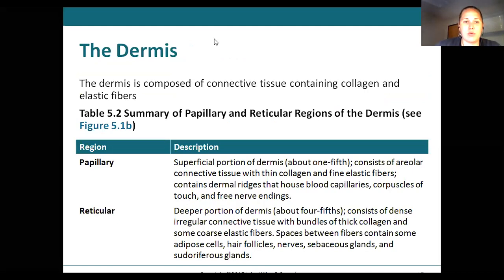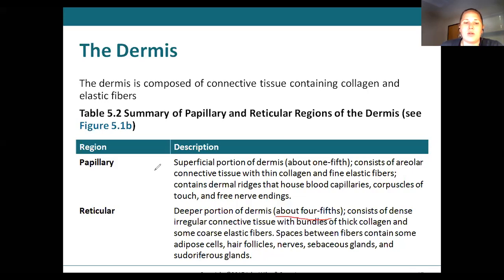If we're going to go through the different layers, next would be the dermis. So if we look at the dermis, there are these different regions here, the papillary and reticular regions of the dermis. And so we can see how those divvy up between the two types. You've got about 4/5 of the dermis that are the reticular region, and then about 1/5 is going to be the papillary.